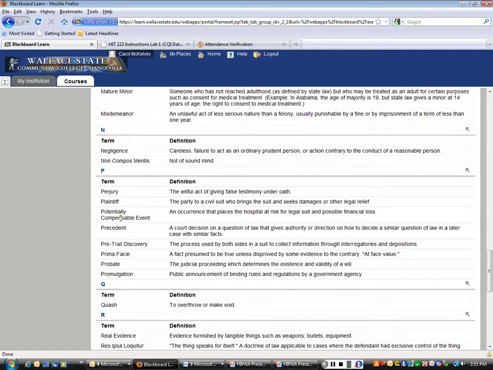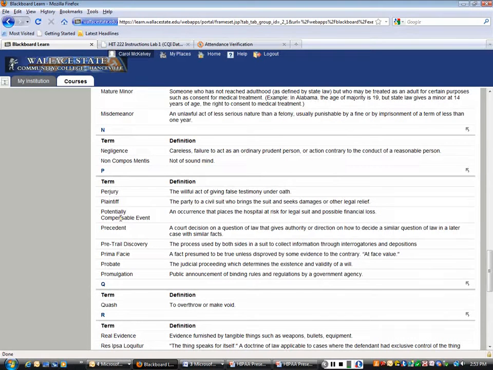Precedent, we talked about that when we talked about common law or judge-made law. A court decision on a question of law that gives authority or direction on how to decide a similar question of law in a later case with similar facts. So we said the past will dictate the future, meaning past decisions are used to determine a particular direction in a case if the facts of the case are similar.